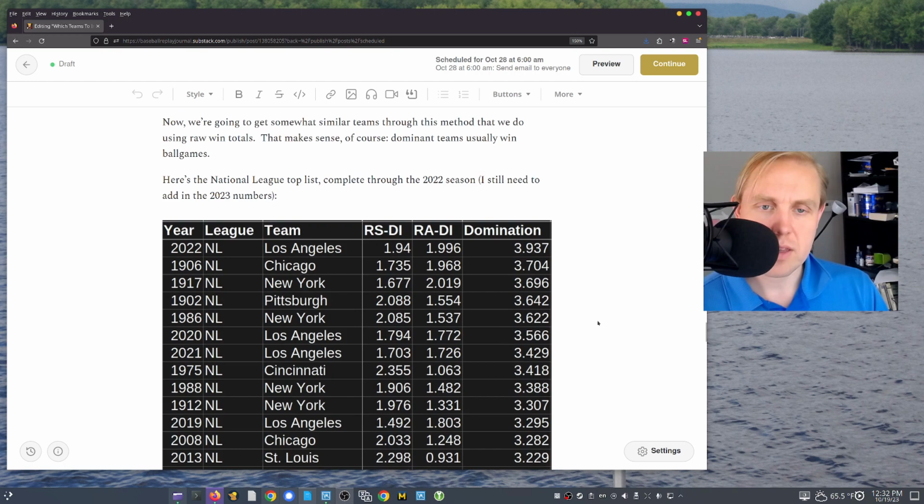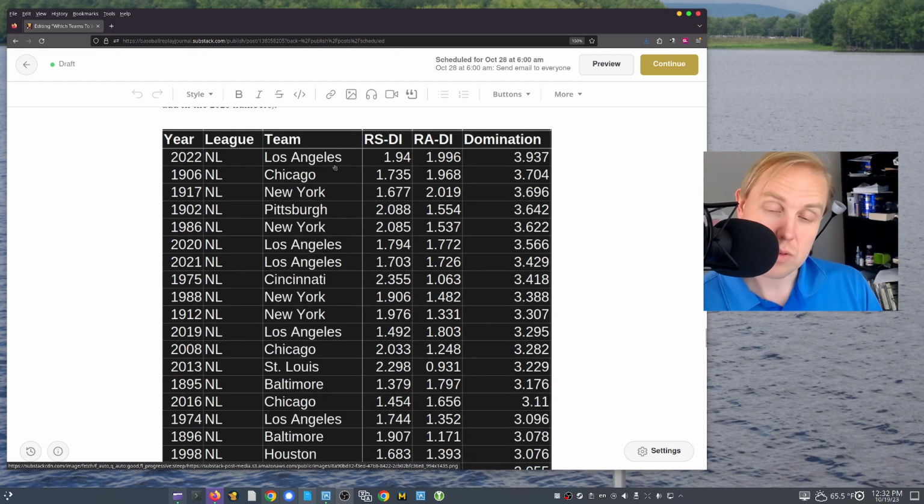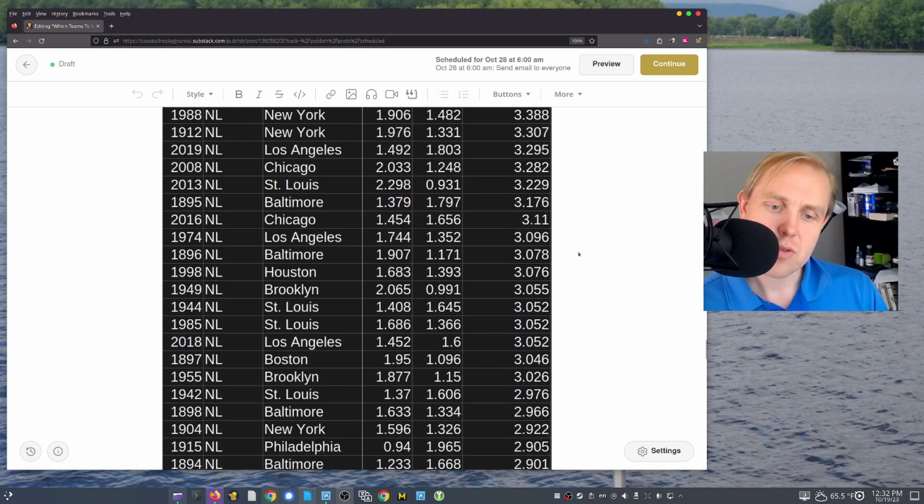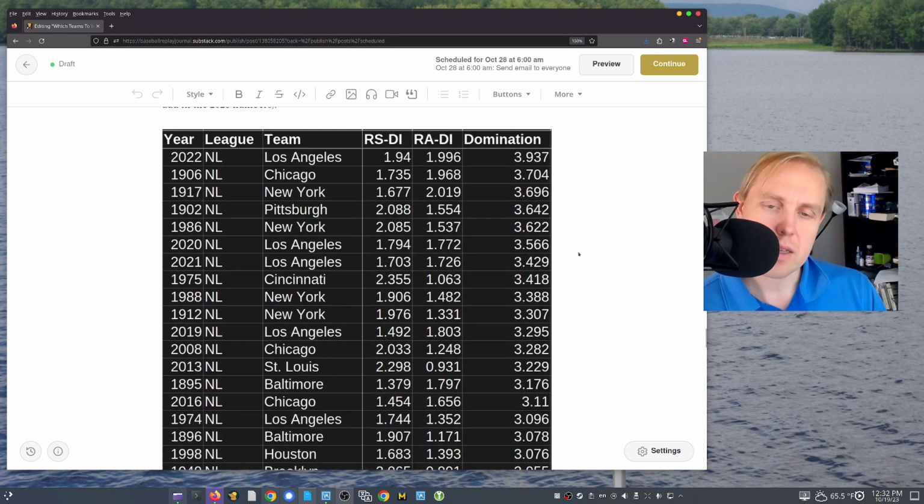This surprised me. If you look at the National League, the 2022 Dodgers wind up as the most dominant team of all time. Now, I haven't put in the 2023 statistics yet, so maybe that'll change. I don't know. We'll find out. There's some other teams that will surprise you, like the 1917 Giants wind up there. Well, yeah, like I said, the '02 Pirates, we'll talk about them. I'm not too surprised that they're here. Two other recent Dodgers teams, 2020 and 2021, are also up on this list very high, as are the 2019 Dodgers. And this is interesting because this is kind of an argument against this method.